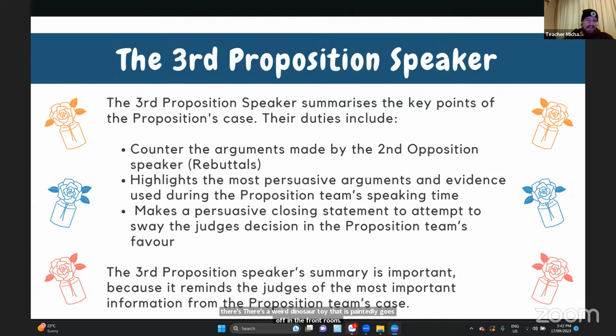So yeah, the closing statement made by the third speaker. The important thing you're trying to achieve is you're trying one last time to persuade the judges to rule in favor of your team. So the third proposition speaker's summary is important because it reminds the judges of the most important information from the proposition team's case.